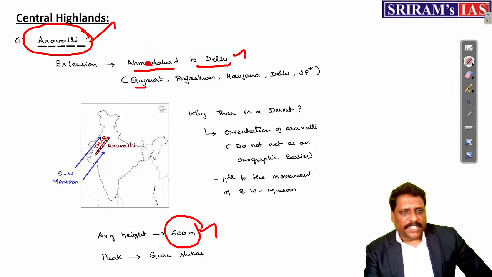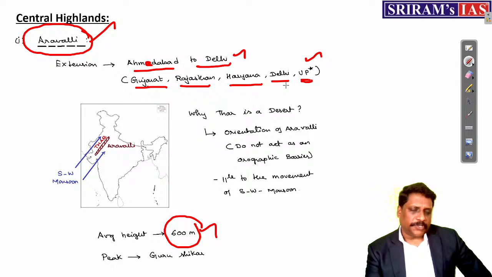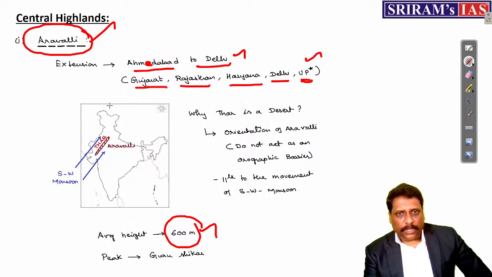So in between, my dear friends, it covers some of the states. It has its extension in some of the states like Gujarat, Rajasthan, Haryana, Delhi, and for all practical reasons, adjoining Delhi, I can also include what? Uttar Pradesh. And what is very, very important, my dear friends?